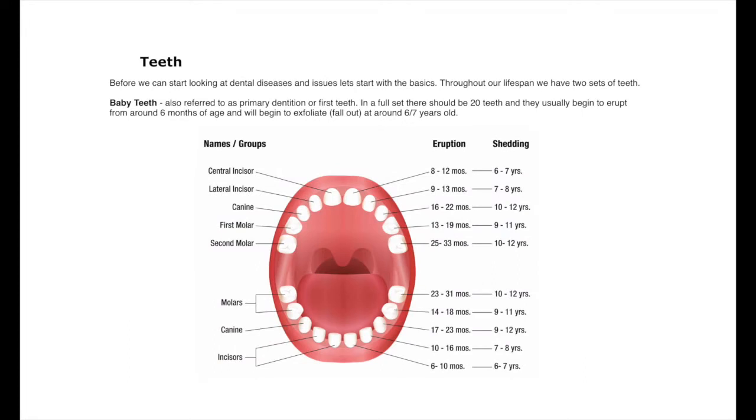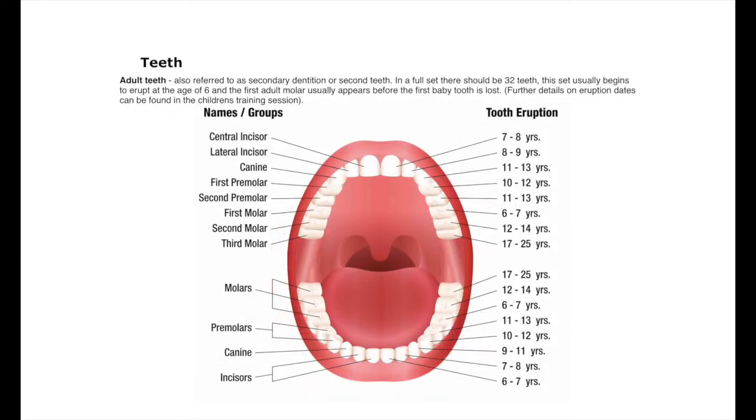Throughout our lifespan, we get two sets of teeth. The first set are known as our baby teeth, or also primary dentition or our deciduous teeth. As you can see, there's a rough guide on the screen of the eruption dates. In a full set, we have 20 baby teeth. They usually begin to erupt around 6 months of age and begin to exfoliate at around 6 to 7 years old. As they exfoliate, they are replaced with our second set of teeth. These are known as our adult or permanent dentition or secondary teeth. A full set has 32 teeth.